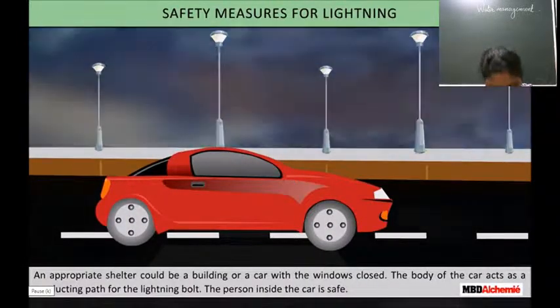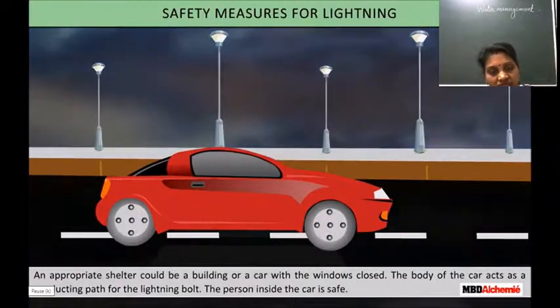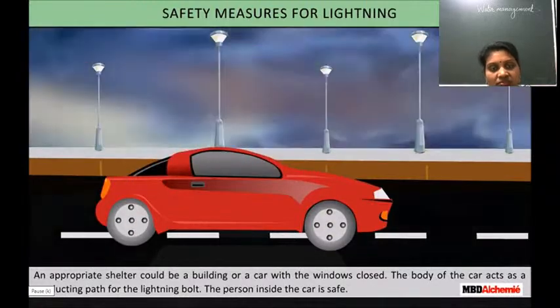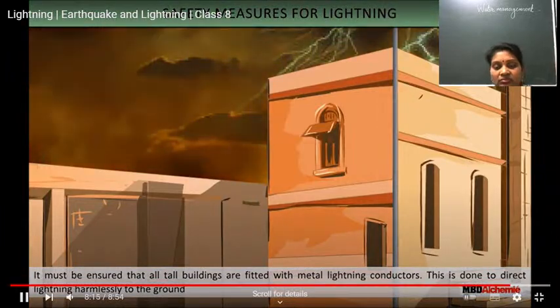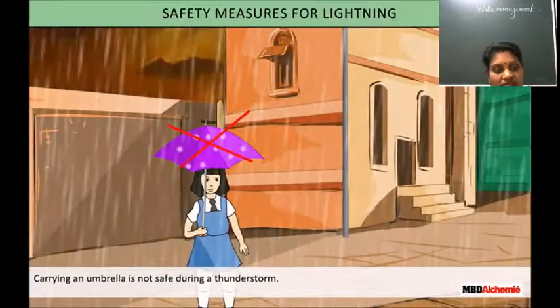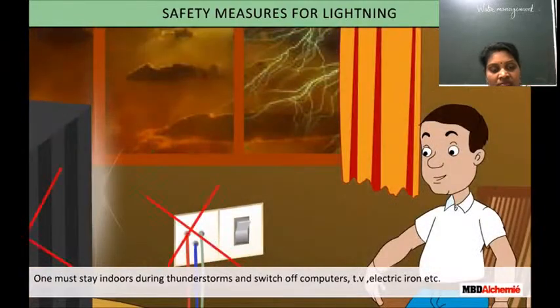An appropriate shelter could be a building or a car with the windows closed. The body of the car acts as a conducting path for the lightning bolt, and thus the person inside the car is safe. It may be ensured that all tall buildings are fitted with metal lightning conductors. This is done to direct lightning harmlessly to the ground. Carrying an umbrella is not safe during a thunderstorm. One must stay indoors during a thunderstorm and switch off computers, TV, electric iron, etc.